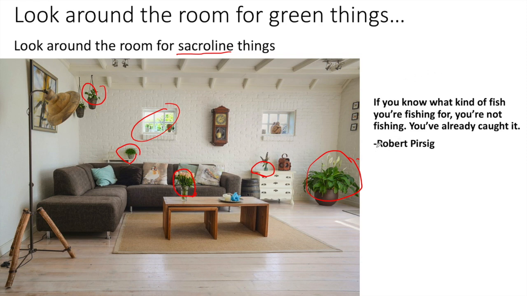Robert Pirsig, the guy that we've been talking about quite a bit with the motorcycle, this is the way he describes philosophy. He says, if you know what kind of fish you're fishing for, you're not fishing, you've already caught it. So when I asked you to look for green things, you already know what green things are. So you're not going to learn anything looking for green things. You're just going to categorize things. You're going to put them in little mental boxes. Okay, these are all green, this one, this one, this one.